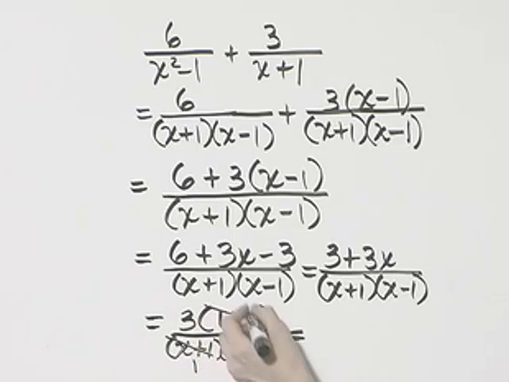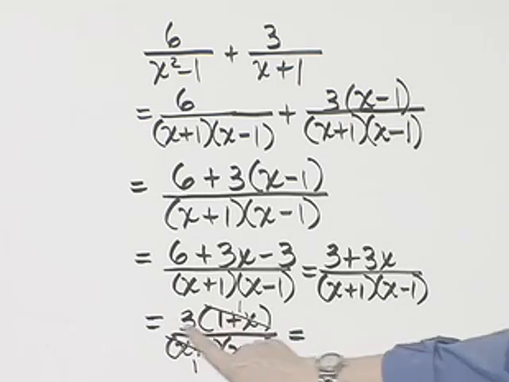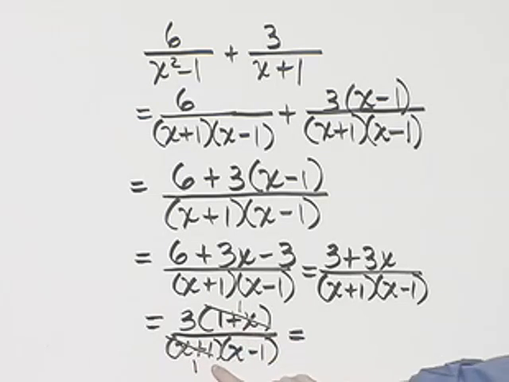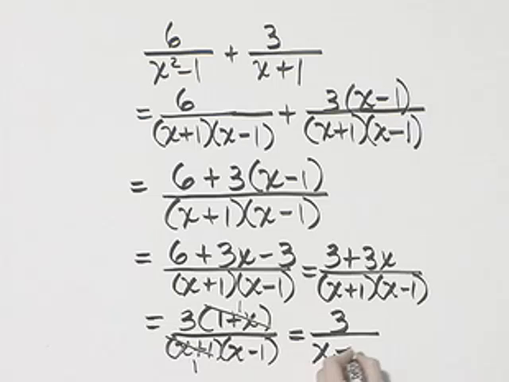Addition is commutative. Notice this is a factor of the numerator. This is a factor of the denominator. What do I have left? I have 3 in the numerator. In the denominator, I have x minus 1. So here is my sum in simplest form.